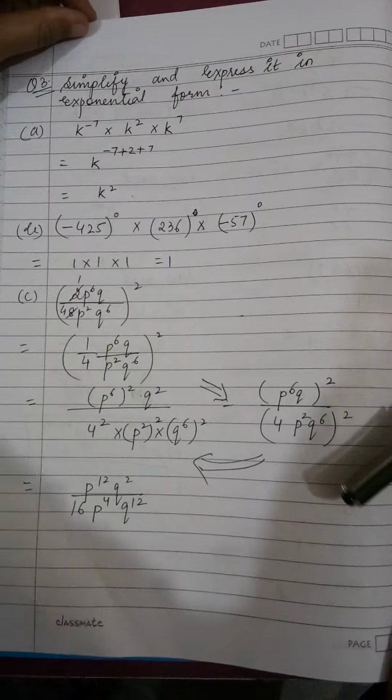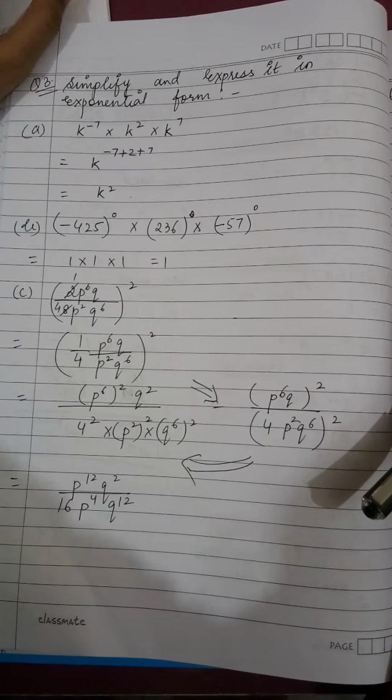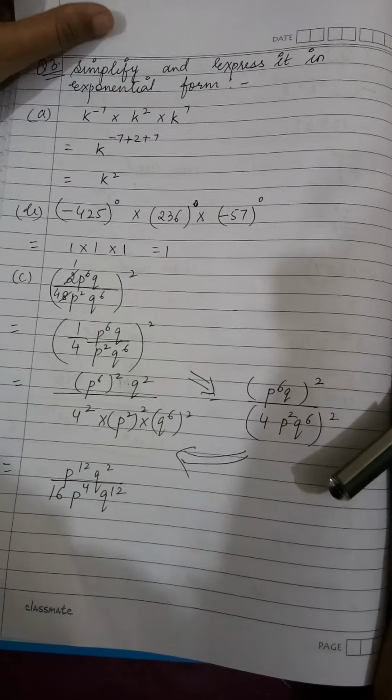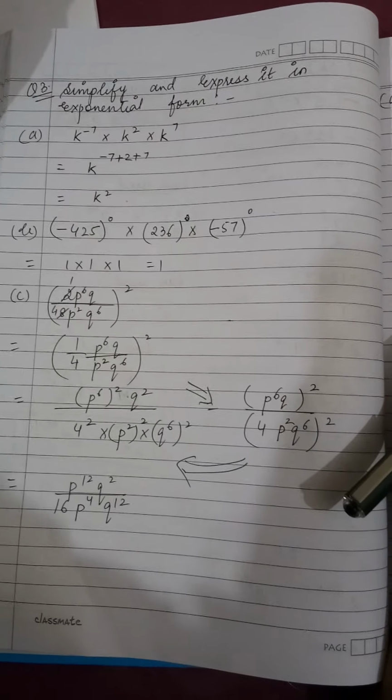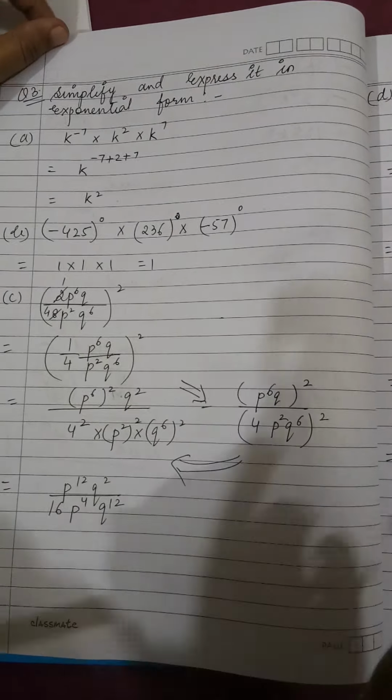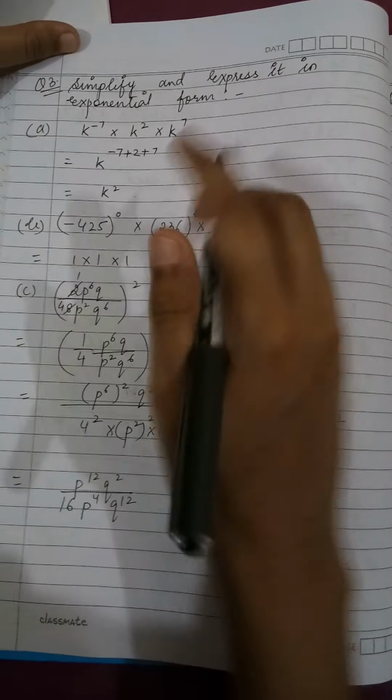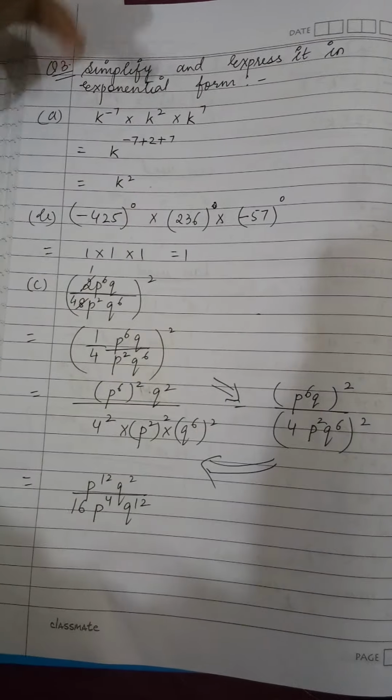Hi everyone. Now this is the second part of exercise 4.2. In the earlier part 1 we have done question number 1 and 2. Now we'll be doing question number 3. In question number 3 we have to simplify and express it in the exponential form. Now questions are given. All questions I'll be doing for you.